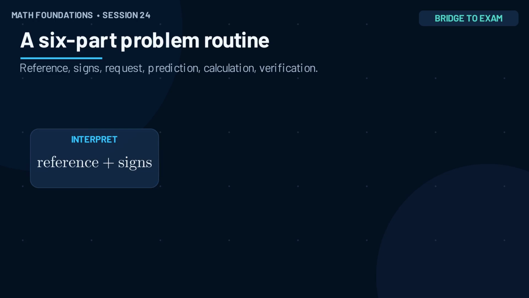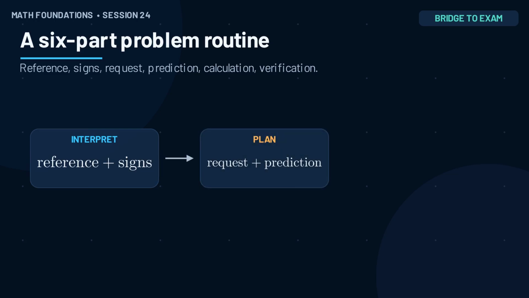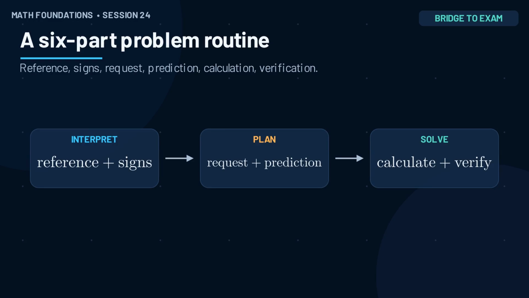Identify the reference point. Translate every quantity with a sign. Name exactly what the question requests. Predict the answer's sign and approximate size. Calculate in operation order. Finally, verify the sign, scale, units, and context.